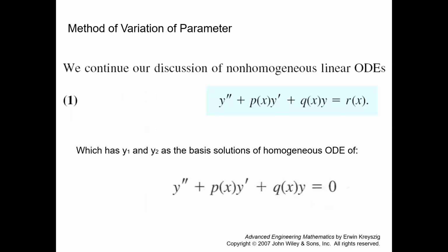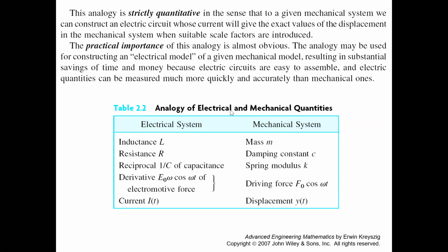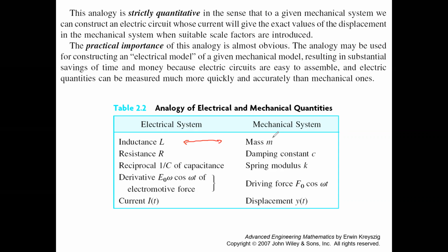The electrical one, I don't think we can. There is no example available, but just to give you some knowledge, especially for those interested in control systems, mechatronics and so on, we have an analogy between the mechanical system and an electrical system, where mass is analogous to inductance, the damping constant is R, the spring modulus K is the reciprocal of capacitance, and the driving force is the electromotive force, and the current is the displacement.